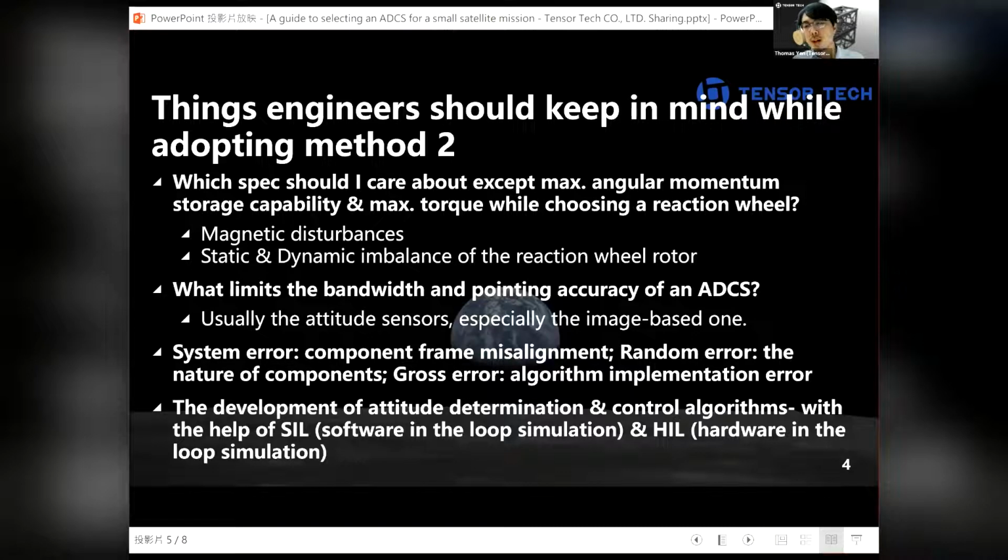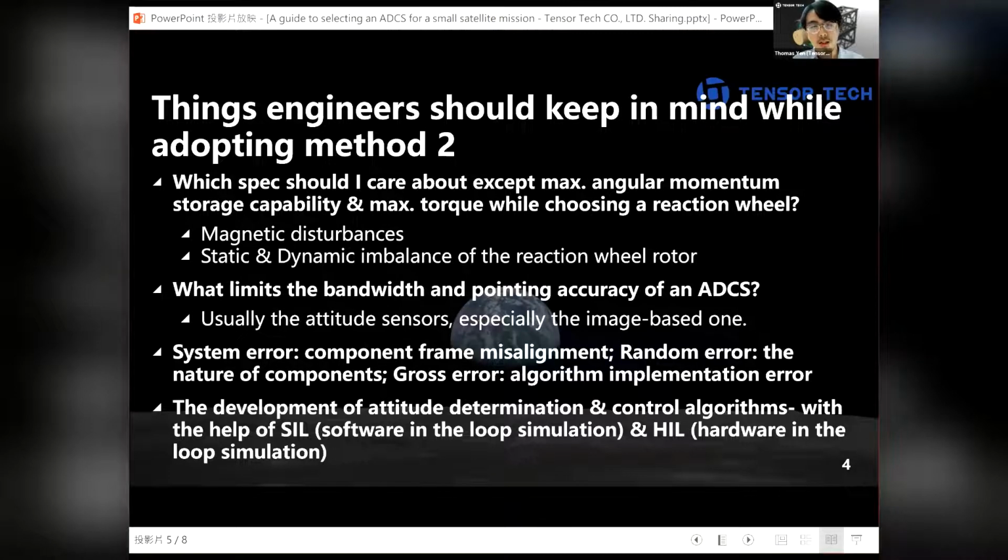So if you are adopting methodology 2, where you are buying components and then integrating your own ADCS, there are a couple of things you should be aware of, including when you are picking reaction wheels. There are some specifications other than the angular momentum or the torque. These are the magnetic disturbances specification, and also the imbalance of the rotor, which is the major contributor of jitter.